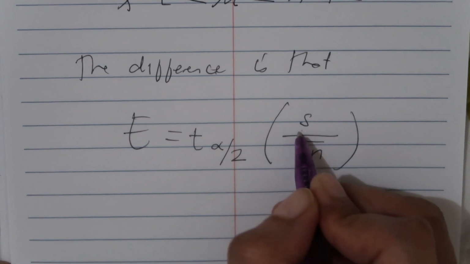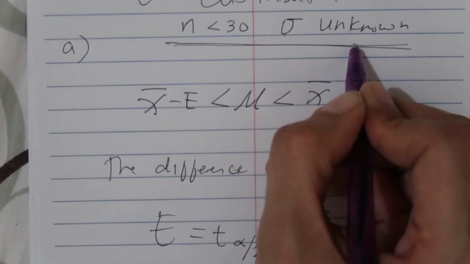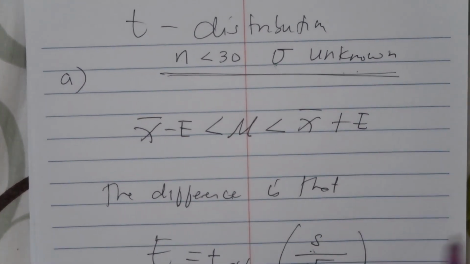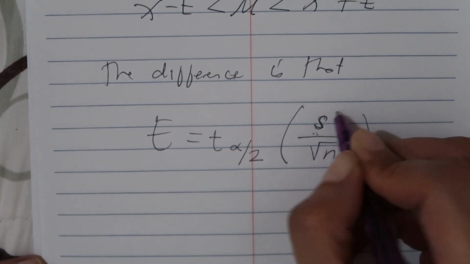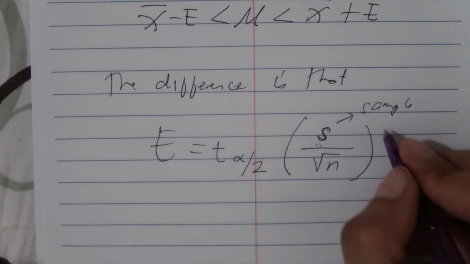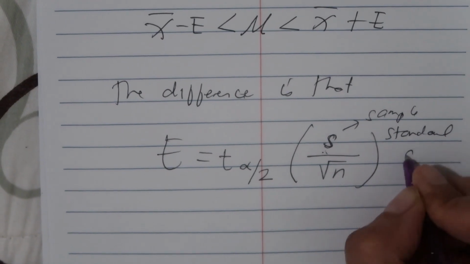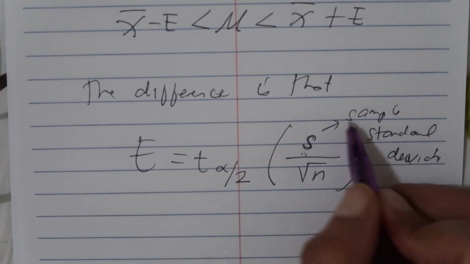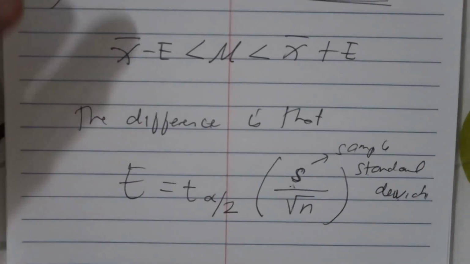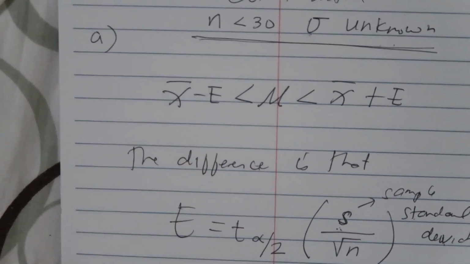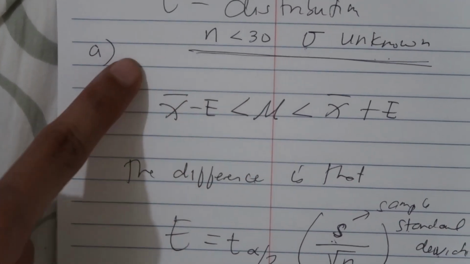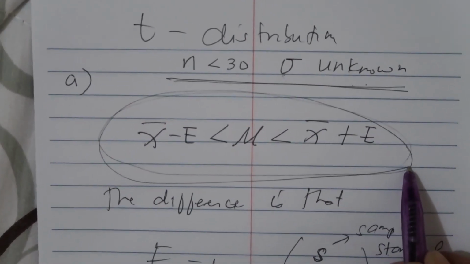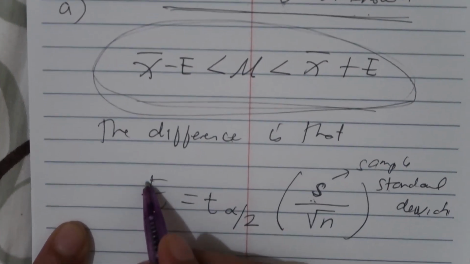Why is it s? Because sigma is unknown, meaning the standard deviation of the population is unknown. So the given is the sample standard deviation, or the standard deviation of the sample. So for the T-distribution, to come up with the confidence interval, it's the same concept. How to write the confidence interval is the same. The only difference is the margin of error.